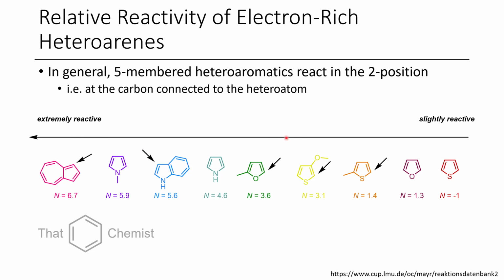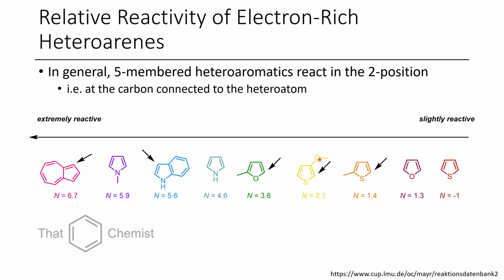Now, if we're looking at heterocycles, we can have something like thiophene, which is a pretty poor nucleophile. It's got an N of -1. However, if we switch the sulfur out to an oxygen, we get an N of 1.3. If we add in a directing group on the thiophene, we can see that this position becomes suddenly a lot more nucleophilic by about 2.4 orders of magnitude. So quite drastically more reactive.